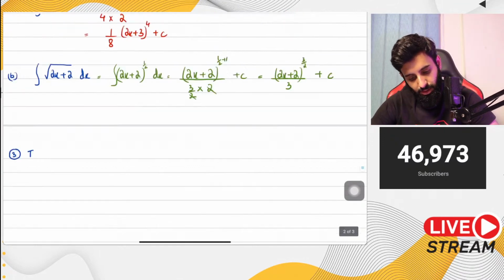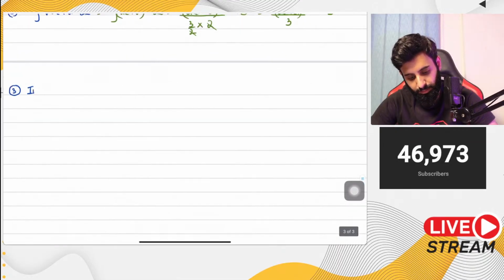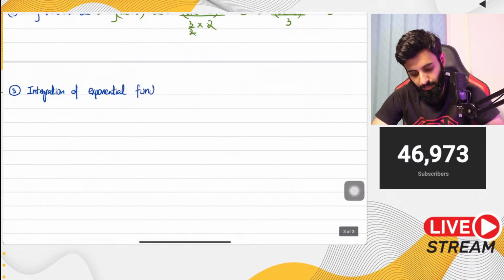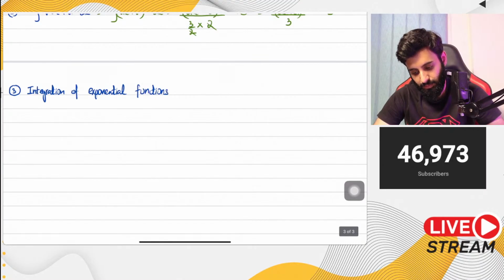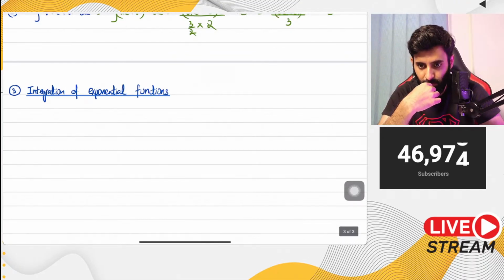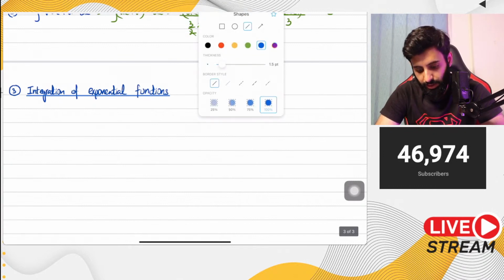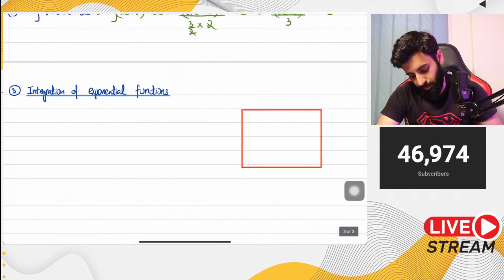Now here's type 3. Type 3 is integration of exponential functions. Yes, we'll do area under the graph as well. Don't worry about it.